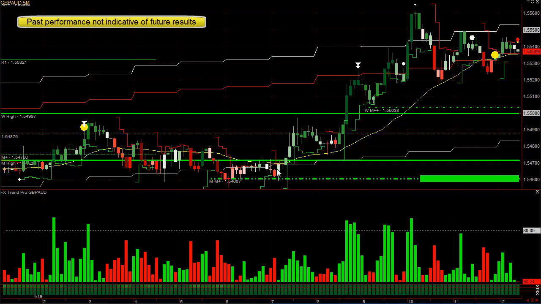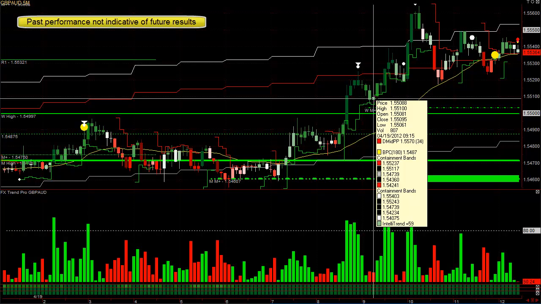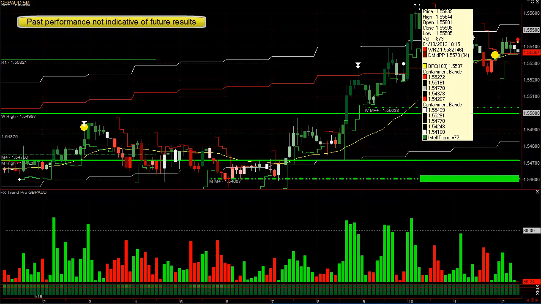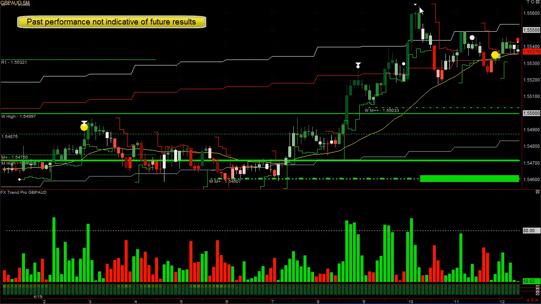So here's 7 o'clock in the U.S. session. Goes up. You buy this pullback. It goes up about 30 pips there. Buy this pullback right here at 55.10. It went all the way up to 63. So it went up 53 pips. There are plenty of opportunities to buy.